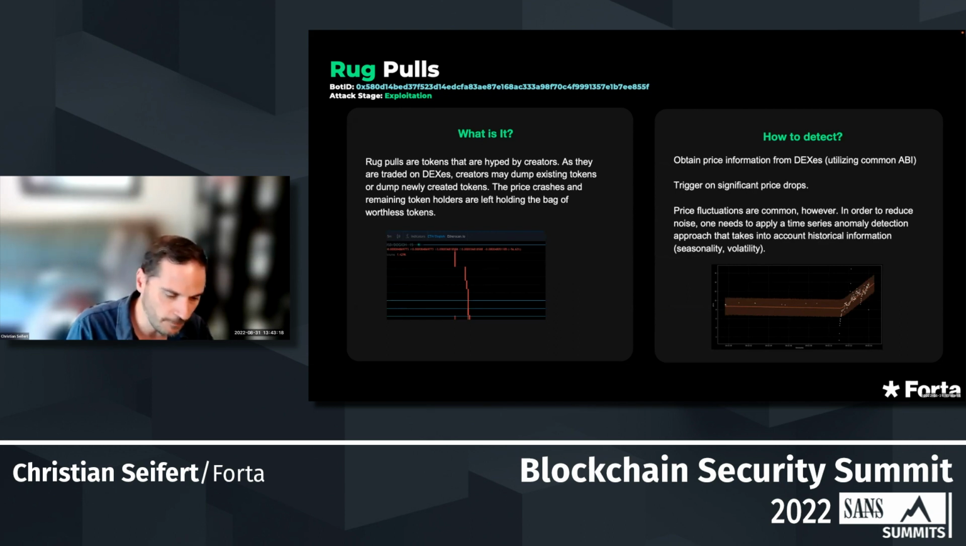Let's say if the price drops 50%, that would lead to a whole bunch of noise of this detection bot. And so instead, what we're utilizing here is a time series anomaly detection approach that takes into account historical information. And that means really the seasonality, if there is any seasonality, as well as the volatility of the price over time. And so the chart on the bottom here is essentially kind of price feed.